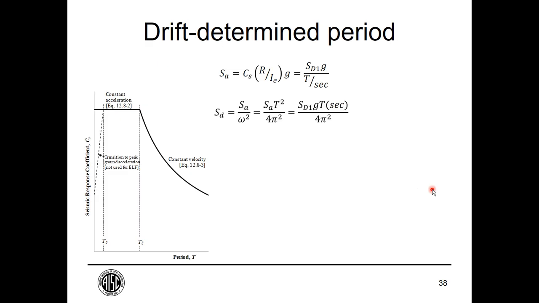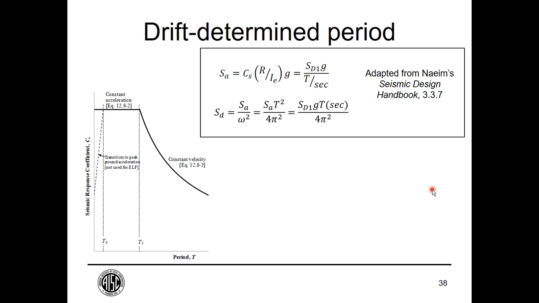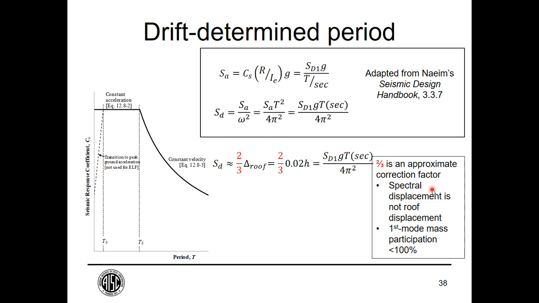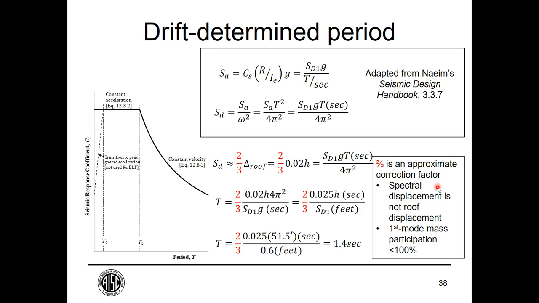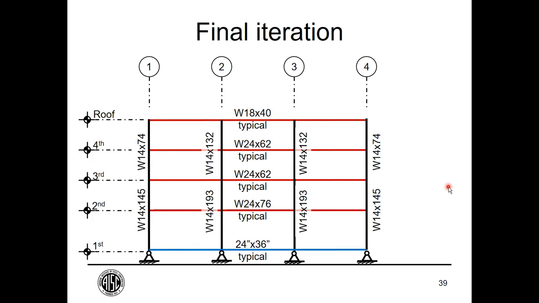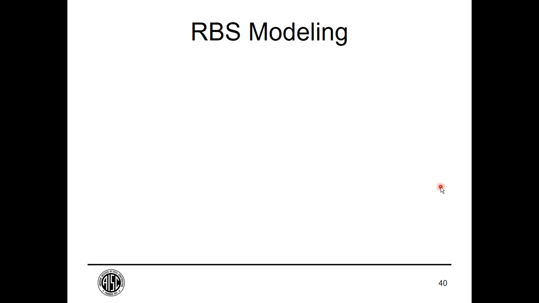I won't spend a lot of time on this, but as I said before, you could calculate a displacement spectrum, and with some assumptions, including this fairly arbitrary 2/3 factor that relates spectral displacement to roof displacement, you would approximate a period of about 1.4 seconds. All right, so here are our sizes that give us pretty close to our drift limit.